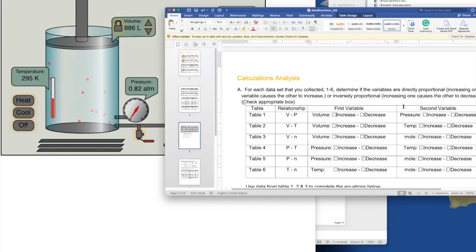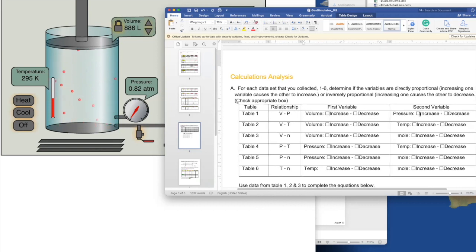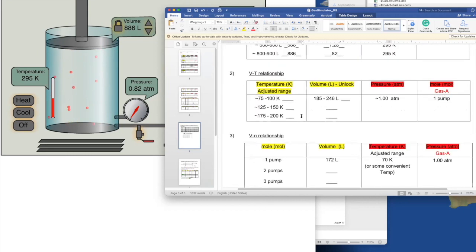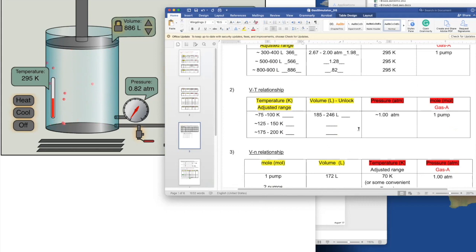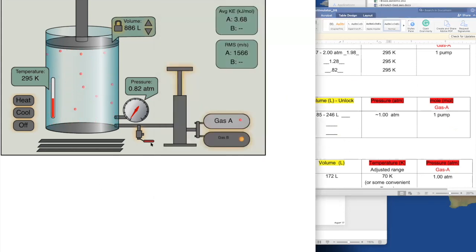Then what happens to the pressure? Does the pressure increase or decrease? Check mark that. Okay. Table 2. Table 2 is a volume temperature relationship right here. So what we need to do is we need 1 atmosphere, which is 1 pump. So again, we're going to go in here to this chamber, clear it out. Okay. We're going to do 1 atmosphere, 1 pump. There it is, 1 atmosphere, 1 pump.